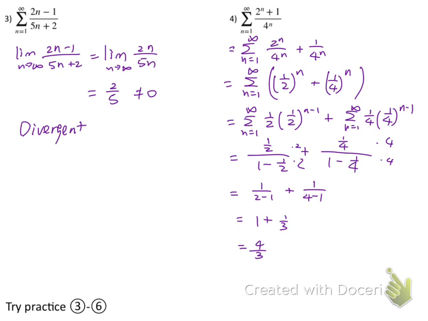That's it for this package. Now you can finish the practice 3 through 6.